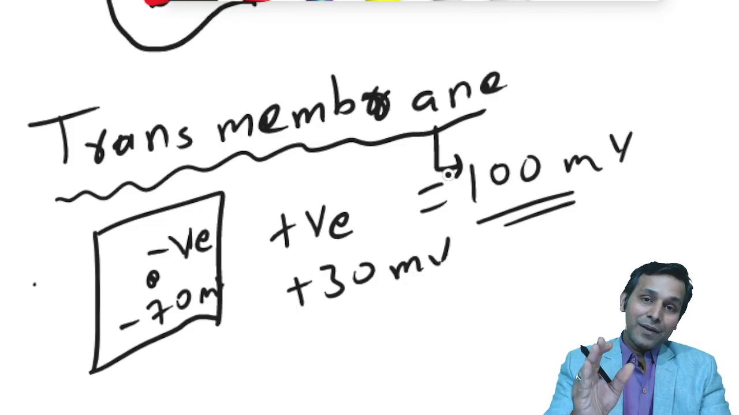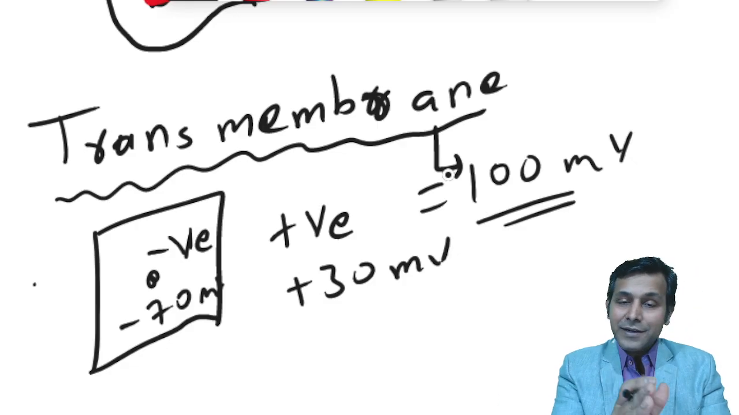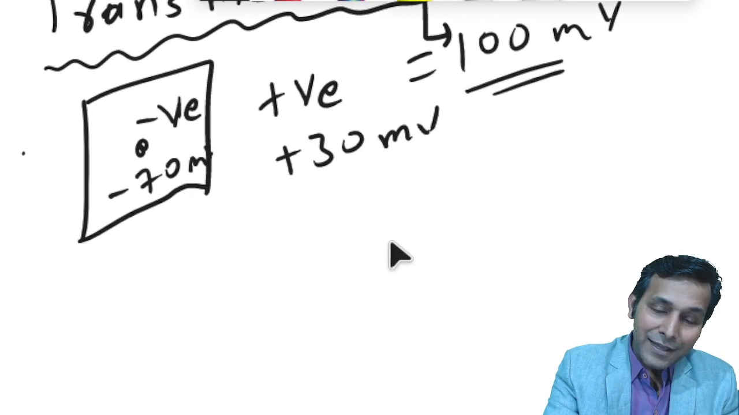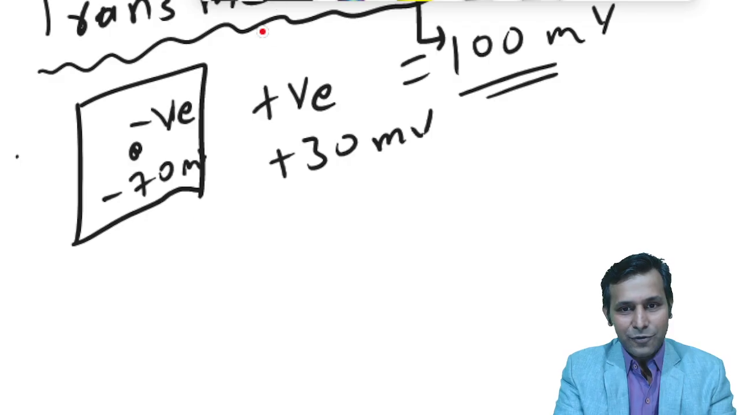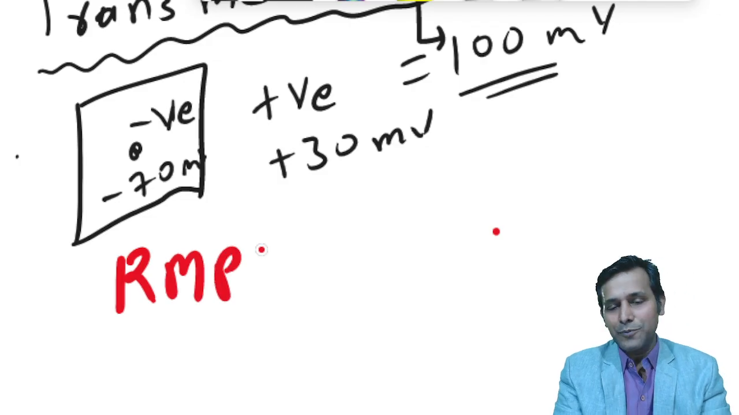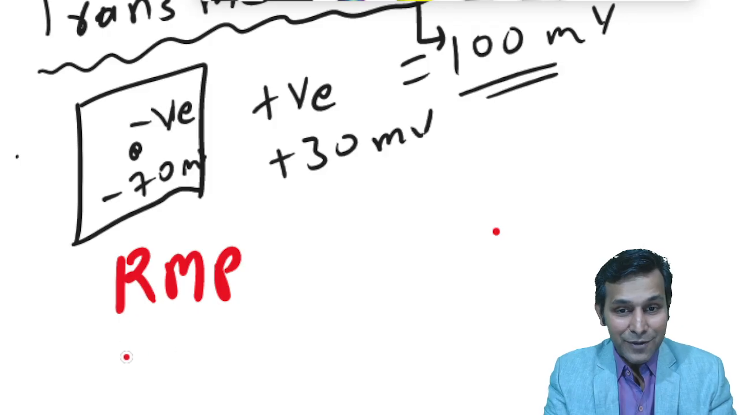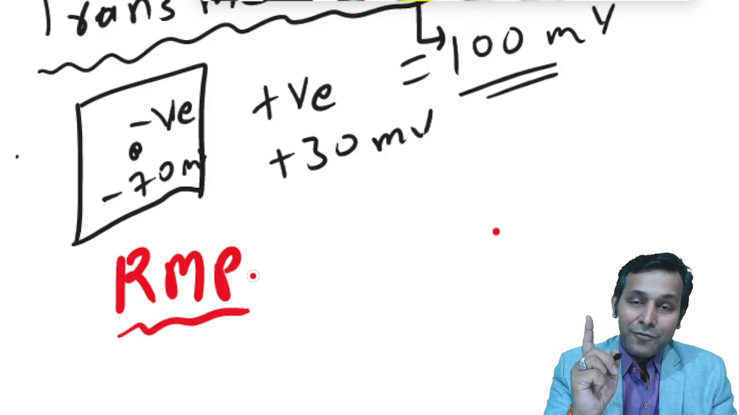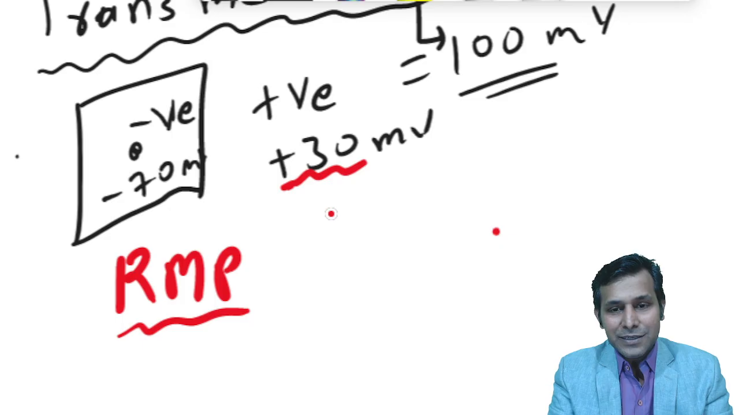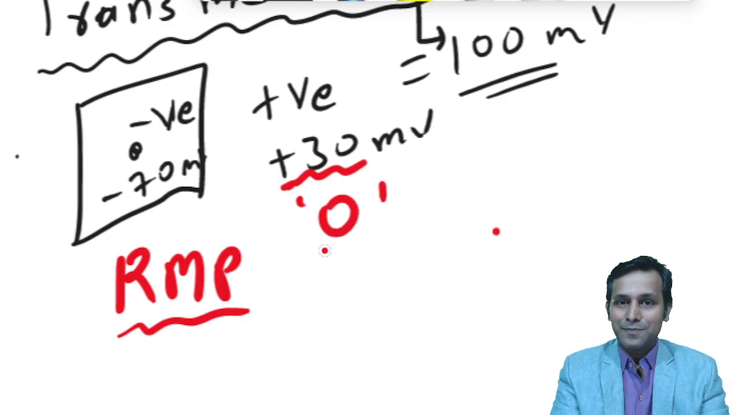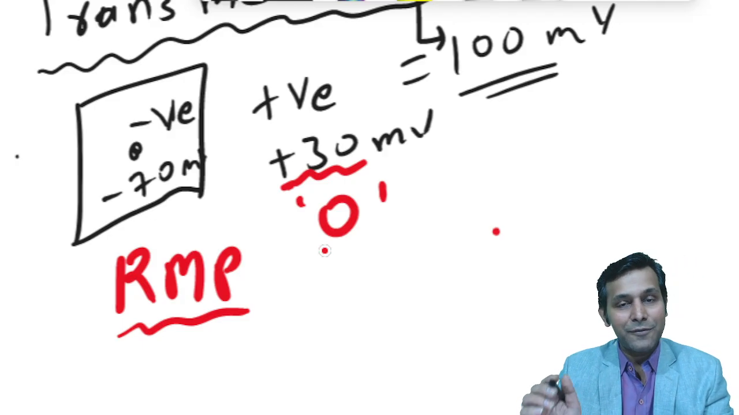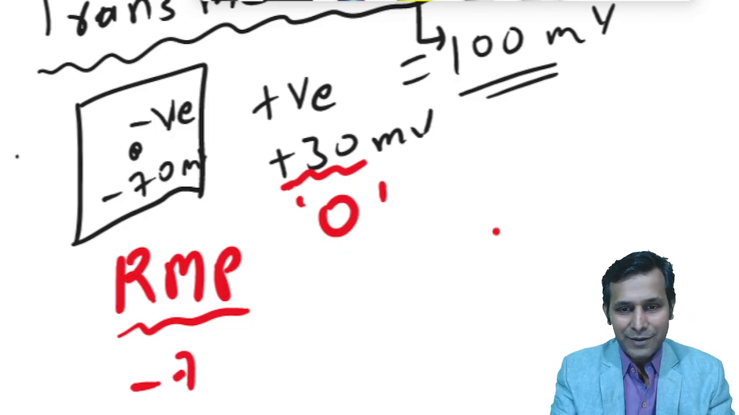Now, in transmembrane gradient, we consider the voltage difference across the two sides of the membrane. What if I ask the RMP right now? For this cell, what will be the RMP, or resting membrane potential, in this case? As we have considered in our previous part, for RMP, whatever may be the voltage outside, we always consider that voltage as 0 millivolts. So RMP for the same cell becomes minus 70 millivolts.